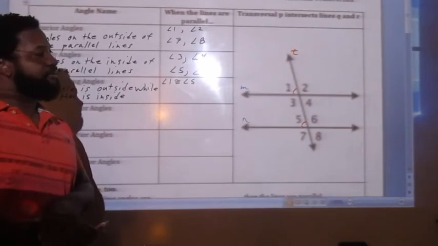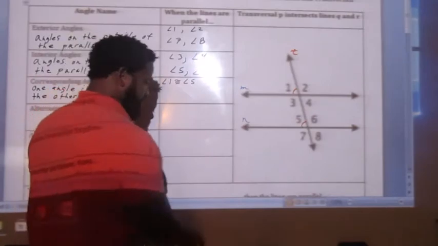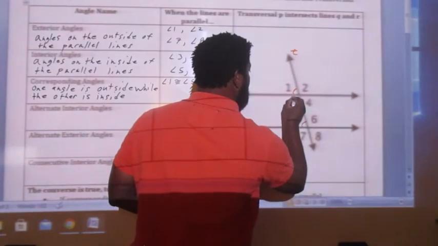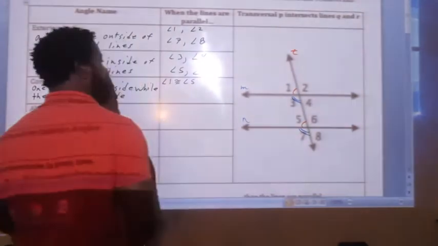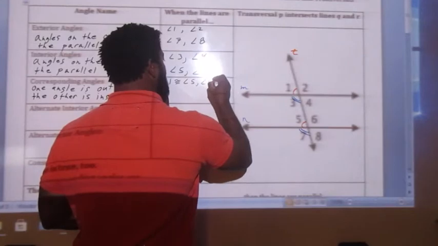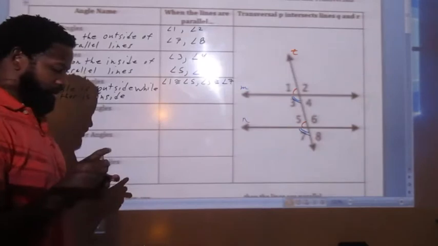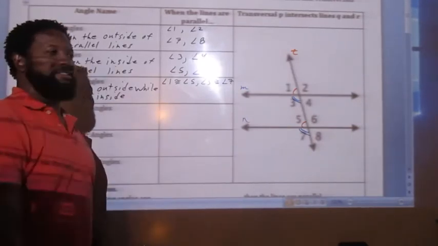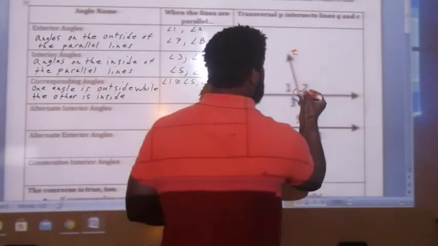Name another set of corresponding angles. 3 and 7. Good job. Yes. 3 and 7. Angle 3 is congruent to angle 7. What are some other ones? 2 and 6. Good job. 2 and 6.